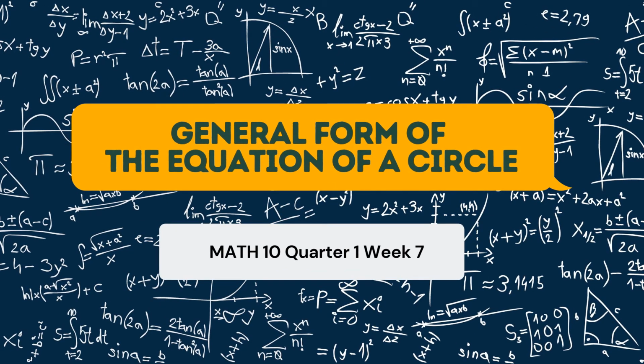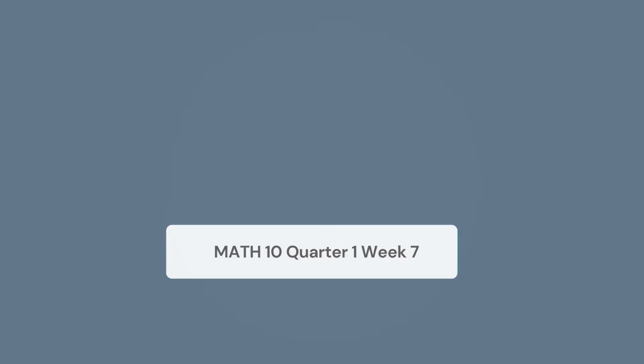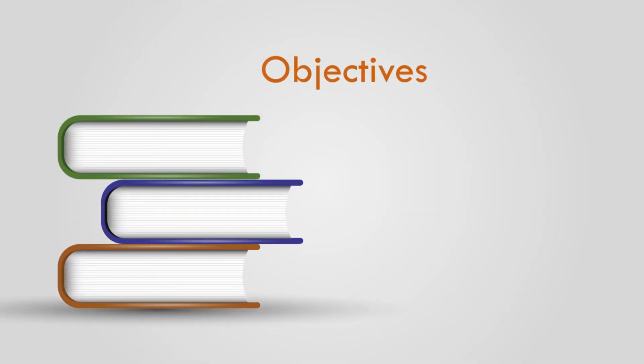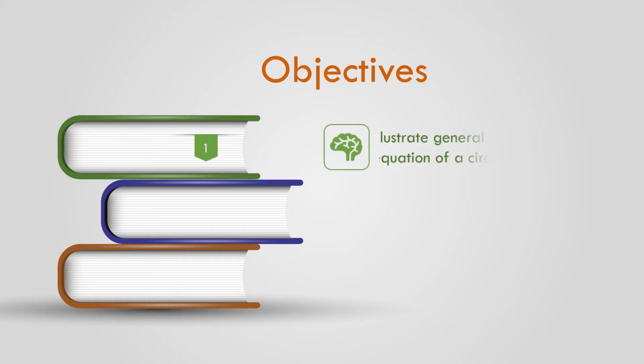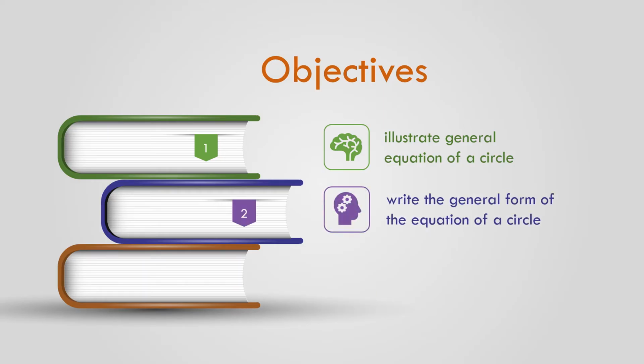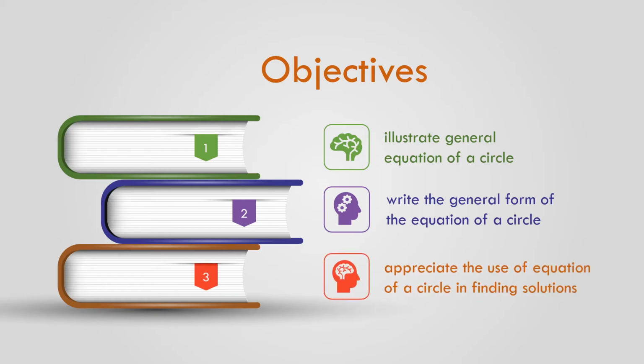Our lesson is about the general form of the equation of a circle. What could be our objectives? First, we will illustrate the general equation of a circle. Second, we will write the general form of the equation of the circle. And third, we will appreciate the use of the equation of a circle in finding solutions.